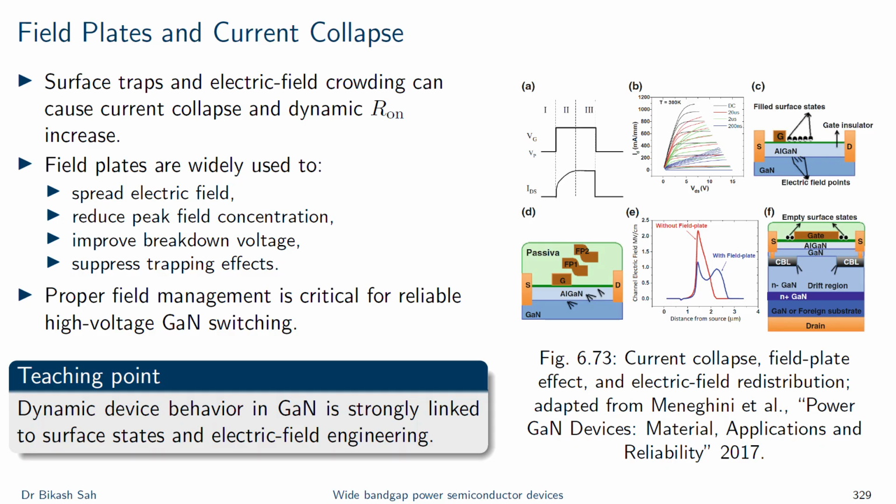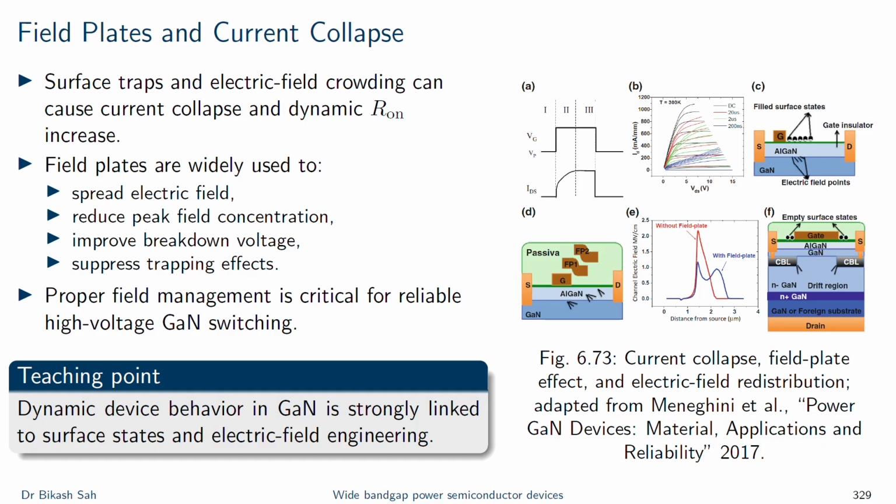So what actually happens in the current collapse? I would say that the surface trap and the high field crowding that you see in here can trap charge during high voltage operation. When the device turns on again, the trapped charge partially depletes the channel, so the dynamic on resistance becomes higher than the static value measured in the datasheet. This is basically the current collapse, or the increase in the dynamic on resistance.